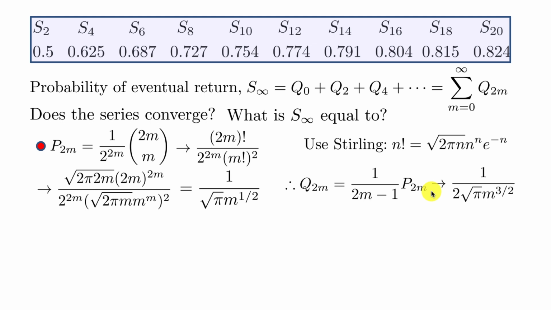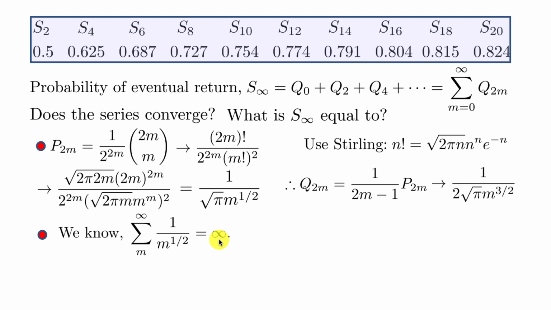So the m from here and the m to the half from here give us m to the power 3 halves. Now we are in a position to talk about convergence or divergence. We know from the theory of infinite series, which you must have read in calculus, that when you sum a series whose terms go down as m becomes large, but don't go down fast enough, then that result is divergent. We'll call it infinity.